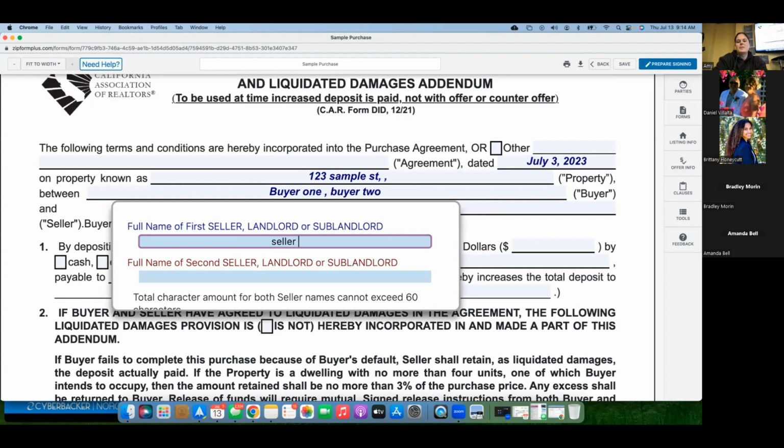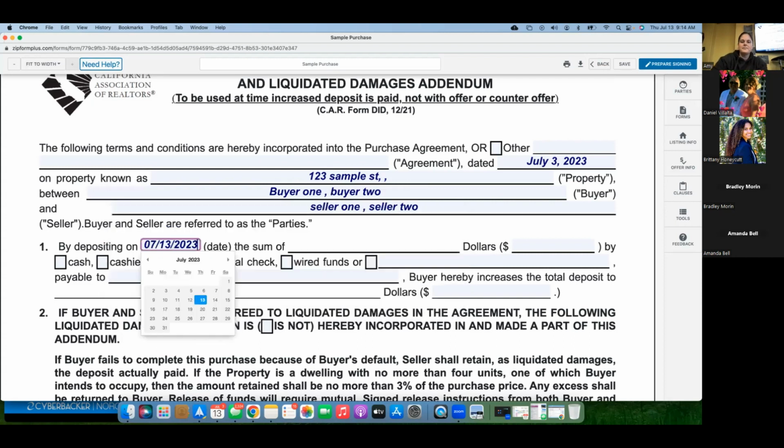And sellers' names go on the next line. Please make sure to fill it out completely. It'll be really helpful for all parties involved in the transaction. Okay, by depositing on, and then this would be the date that the increased deposit is being made.